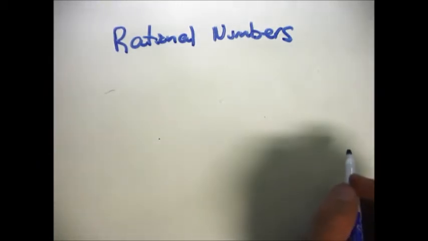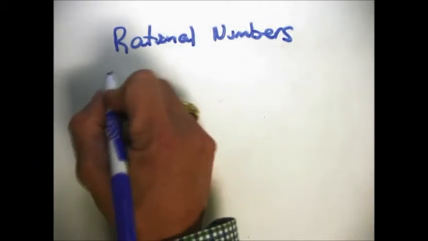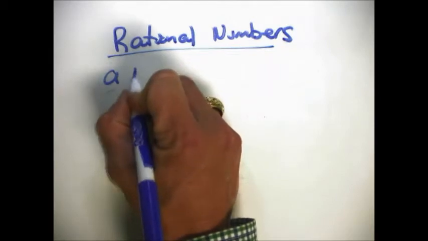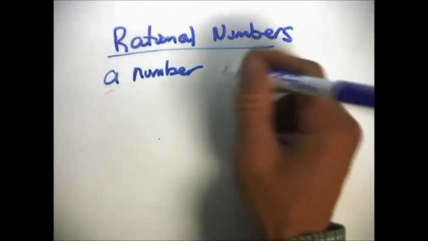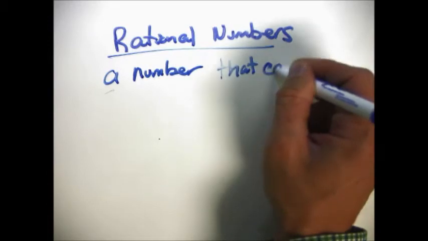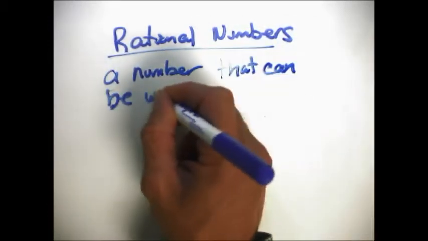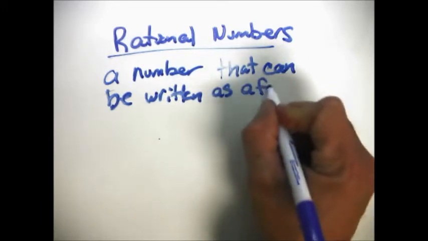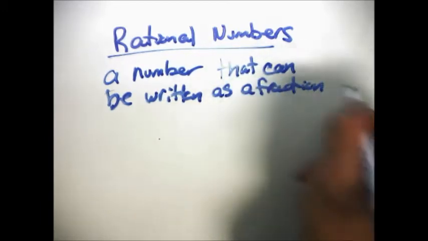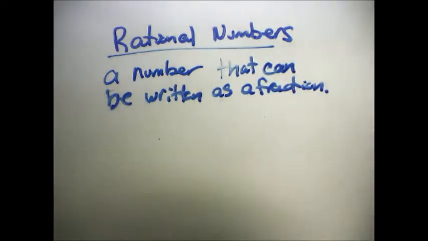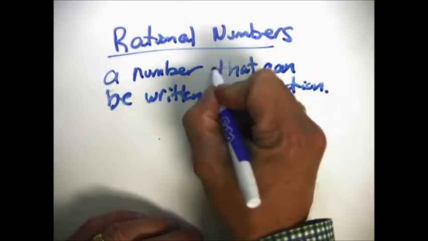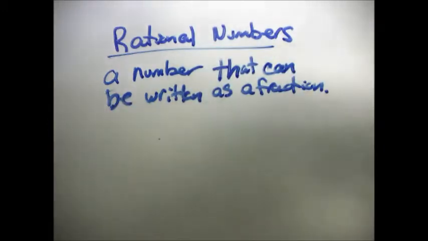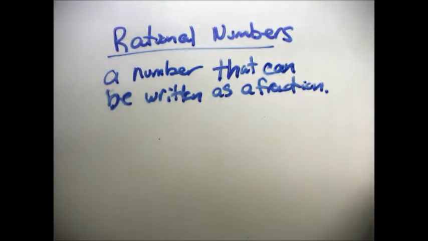And remember, the definition of a rational number is a number that can be written as a fraction. Okay, so that's what a rational number is. It's a number that can be written as a fraction. So I want to go over a couple of examples right now to make sure everyone's okay with what I am talking about.